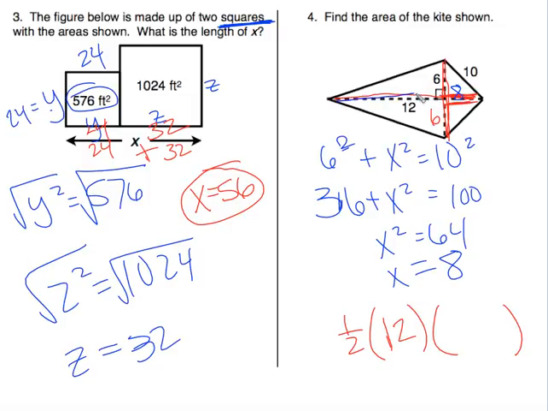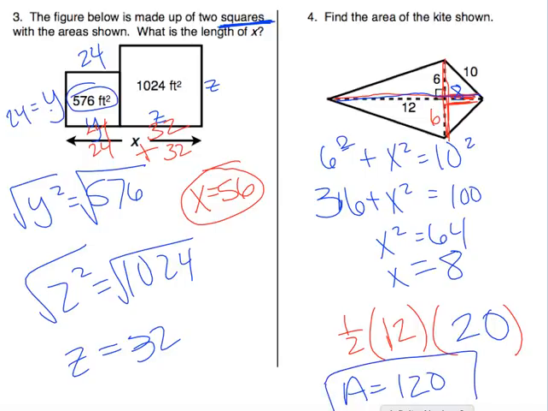So 12 plus 8 is 20. So 1/2, I'm gonna do 1/2 times 20 and get 10, and then do 10 times 12 and get 120. Wow, it's a lot like that other one because they're both 120.